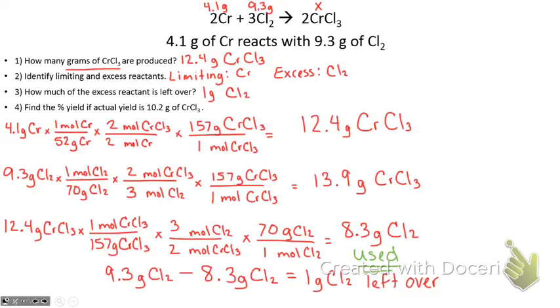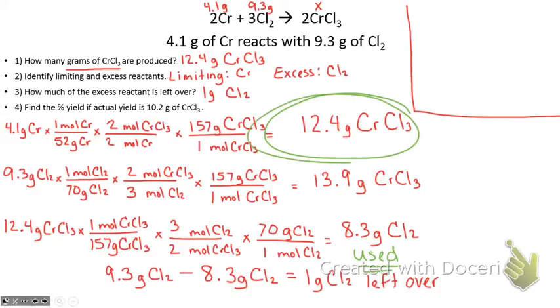Okay, and last but not least, this is our final step here. I'm going to box it in up here on the top because I'm running out of space. Find the percent yield, number 4 says, if actual yield is 10.2 grams of CrCl3. Okay, cool. Well, we already know what our theoretical yield is. I answered that for the first question. We got that. And then actual yield is given in problem 4.